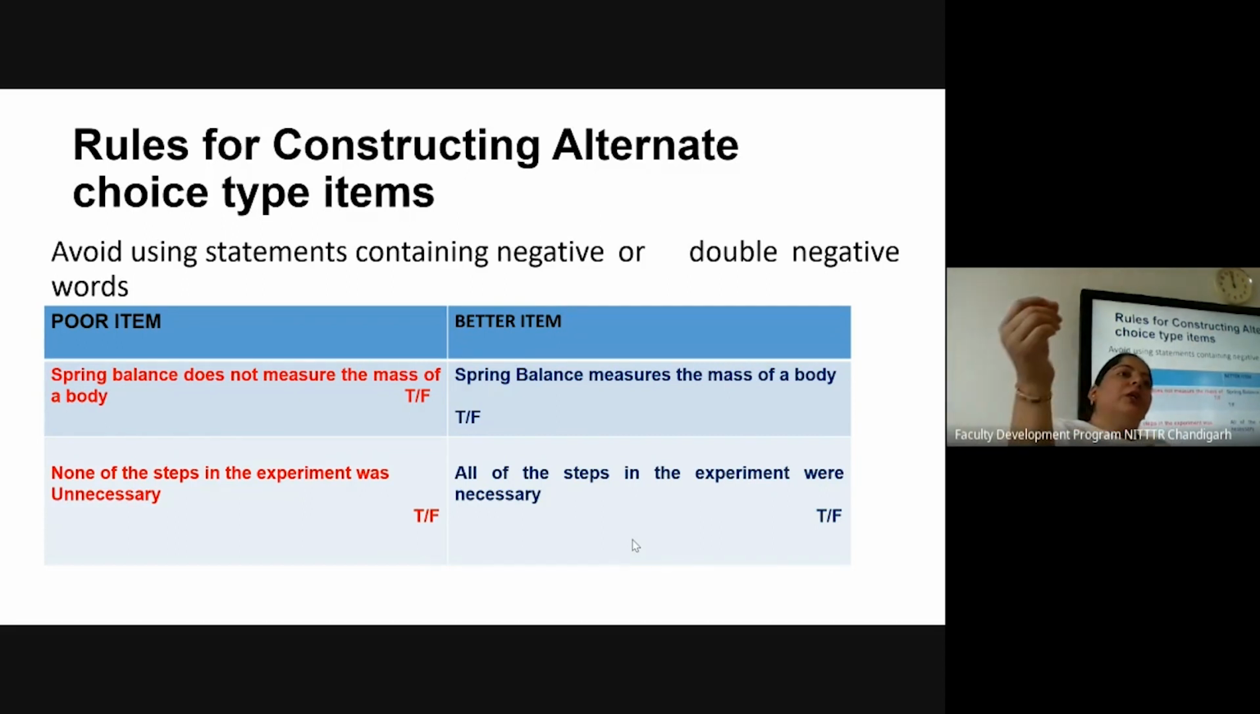The teacher also needs to avoid negative as well as double negative words. So, "Spring balance does not measure the mass of a body." We can simply convert the statement to "Spring balance measures the mass of a body." True or false? "None of the steps in the experiment was unnecessary." That is a double negative: unnecessary and none of the steps. We can write it as "All the steps in the experiment were necessary."